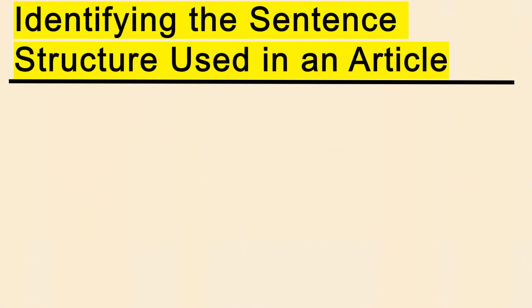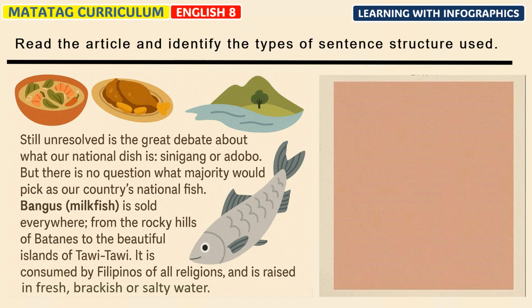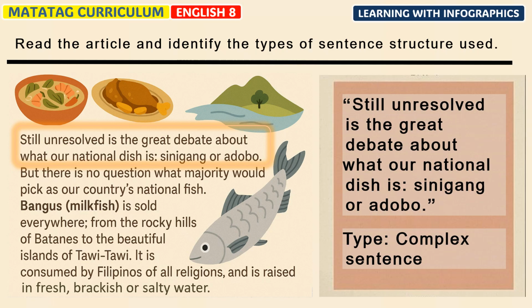We will now read an article and we will identify the sentence structure used by the author. Let's begin. Still unresolved is the great debate about what our national dish is: sinigang or adobo. The structure of this sentence is complex. It has 1 independent clause and 1 subordinate clause.